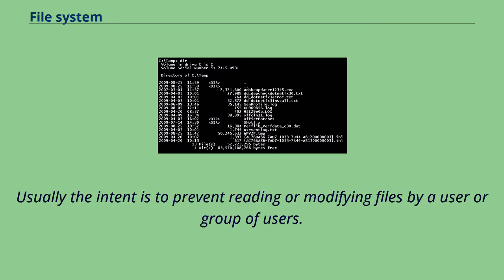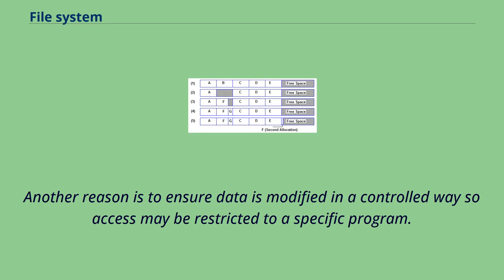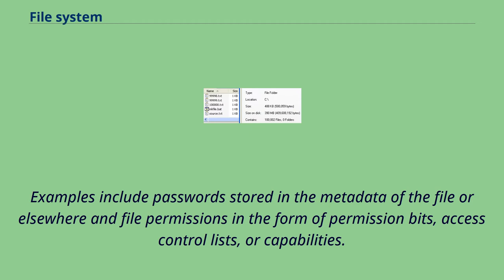Usually the intent is to prevent reading or modifying files by a user or group of users. Another reason is to ensure data is modified in a controlled way, so access may be restricted to a specific program. Examples include passwords stored in the metadata of the file or elsewhere, and file permissions in the form of permission bits, access control lists, or capabilities.